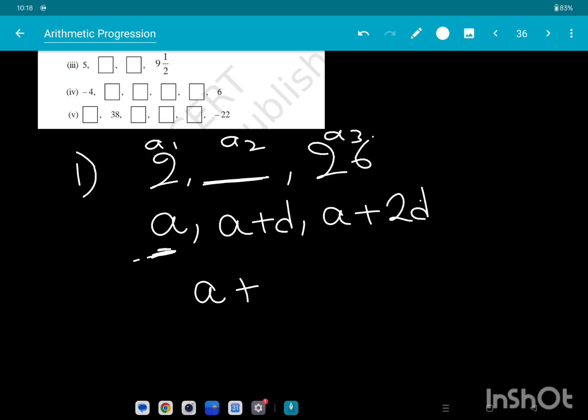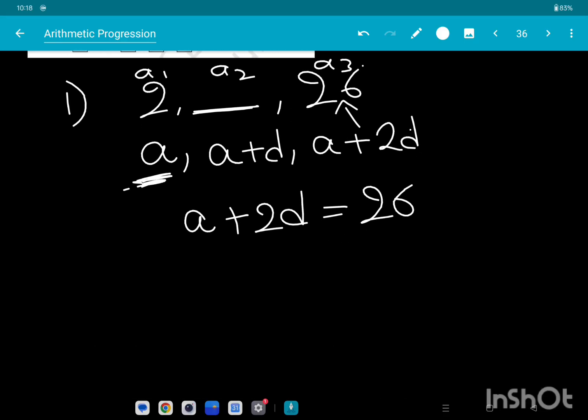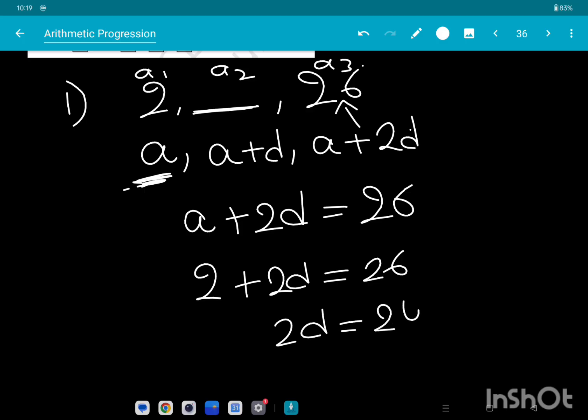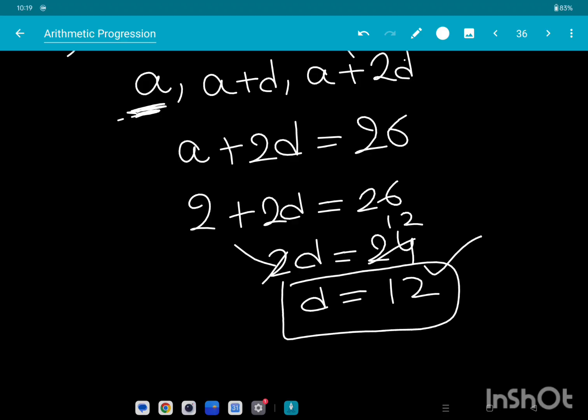So A plus 2D is equal to 26, right? It was given that the third term is 26. So we already know A. Can I find the D value by using this? So A plus, what is the A value here? 2 plus 2D is equal to 26. 2D is equal to 24. And what is the D value? 2 twelves are 24, so D value is 12.